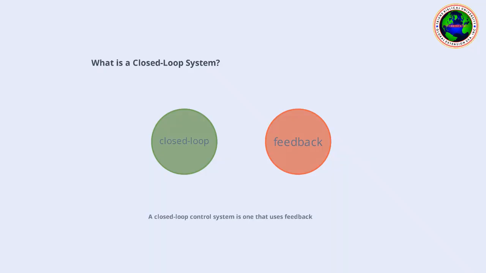A closed-loop control system is one that uses feedback to compare the actual output with the desired output. If there's a difference, called an error, the system automatically makes adjustments to minimize that error. This feedback loop allows the system to respond to changes and disturbances, maintaining performance even in unpredictable environments. Closed-loop systems are found in everything from household thermostats to advanced robotics.